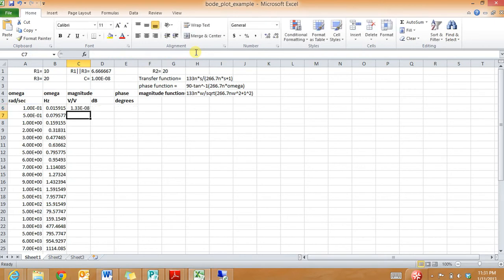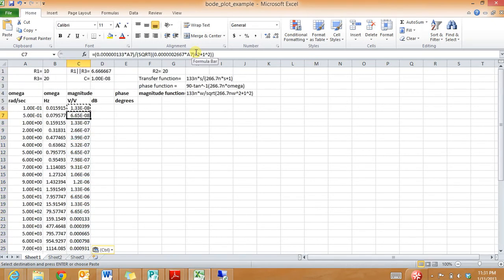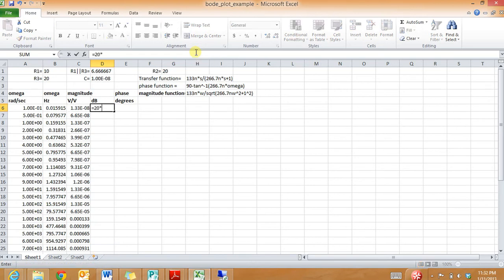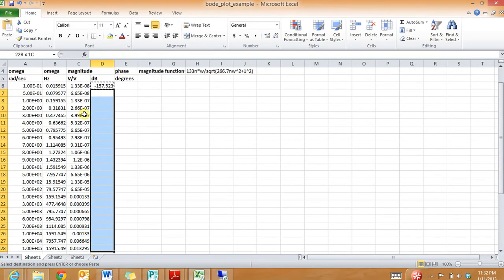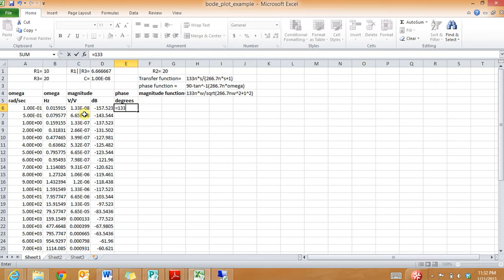And now the degrees, I'm going to take the 90 degrees minus, I need to use the function called degrees in here to convert the radians to degrees, because the function atan, which is the arctangent of a number, returns it in radians, and I want it in degrees. So atan, and then 266.7 e to the minus 9 times that omega, and it was over 1. So this gives me the degrees for the phase.